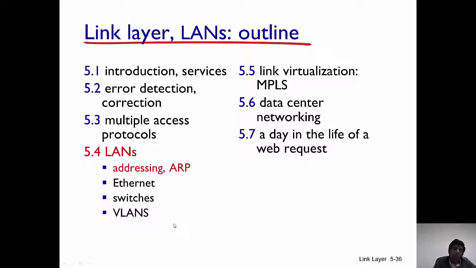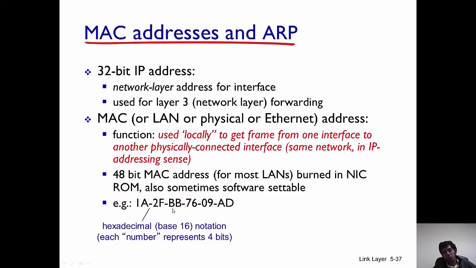Hello everyone. In this lecture today we are going to look at link layer addressing and ARP, which is the address resolution protocol. We've already studied the IP addressing, or the 32-bit IP address, which is primarily used in the network layer. In the link layer we are going to have another address which is called the MAC address. The MAC address is 48 bits long and is written in hexadecimal.